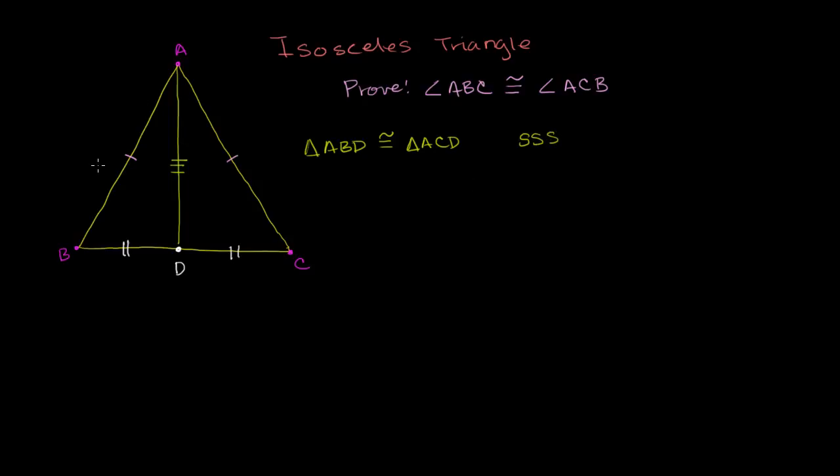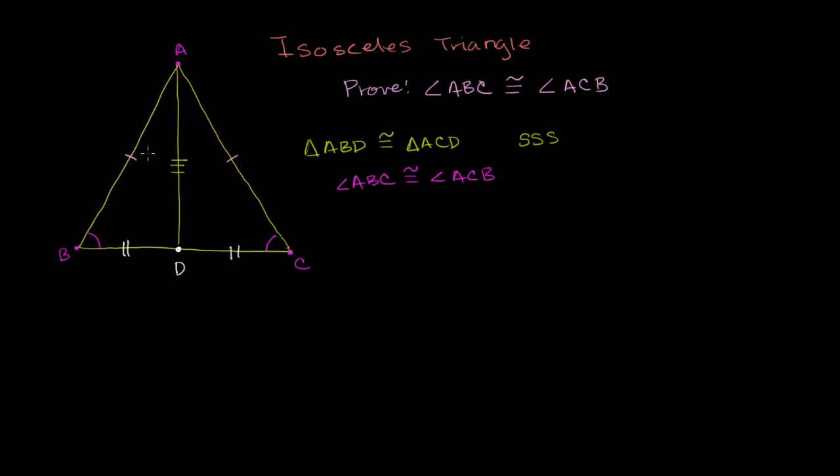If you have two triangles that have three sides that are congruent, or they have the same length, then the two triangles are congruent. And what's useful about that is if these two triangles are congruent, then their corresponding angles are congruent. And so we've actually now proved our result, because the corresponding angle to ABC in this triangle is angle ACD in this triangle right over here. So now we know that angle ABC is congruent to angle ACB. So that's a pretty neat result.